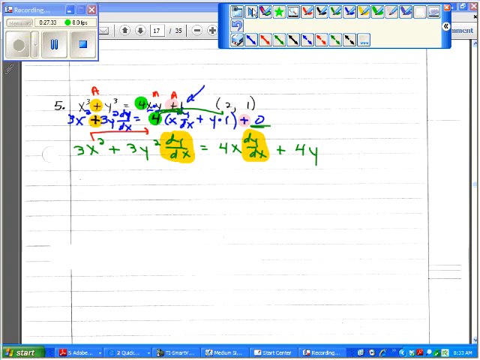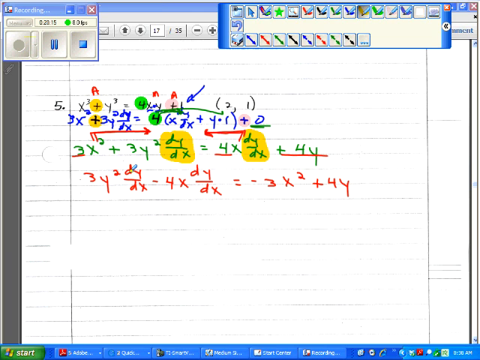So this term needs to go across there, and this term needs to go across here. So we're going to have 3y squared dy dx. Moving this term across changes that 4 to a negative, so minus 4x dy dx equal, moving this term across will make that 3 become a negative, negative 3x squared, and then we still have a plus 4y. So we've moved our dy dx terms to the left side.